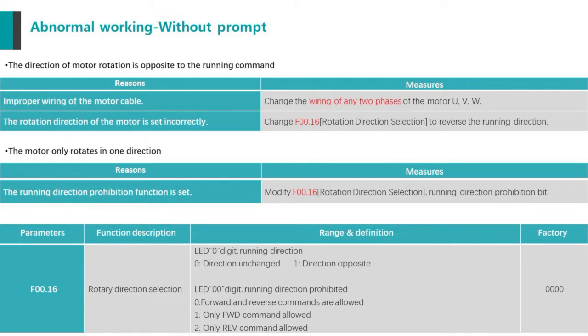or you can directly set F00.16. The first digit of F00.16 could exchange the running direction directly without any wiring change. And you could find the other digits of F00.16 as well.